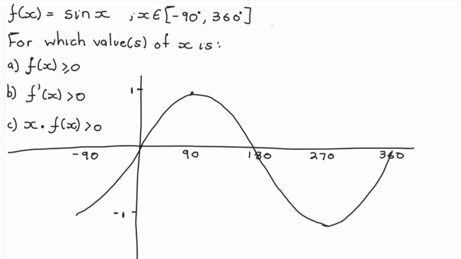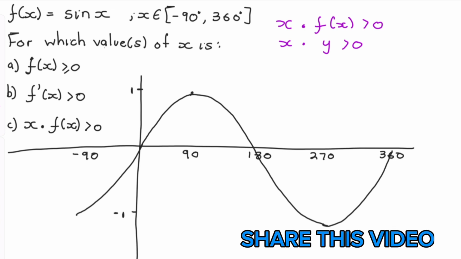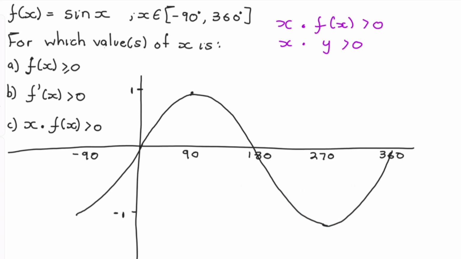And then for C, we want x times f of x to be greater than 0. This is x times y to be greater than 0. Remember that f of x is the same as y. So when you multiply an x value with the y value, we have to get a positive answer. Meaning if x is positive and y is positive, we get a positive answer. Or if x is negative and y is negative, we get a positive answer. So first, let's look for where we have positive x values. So our positive x values are right here.